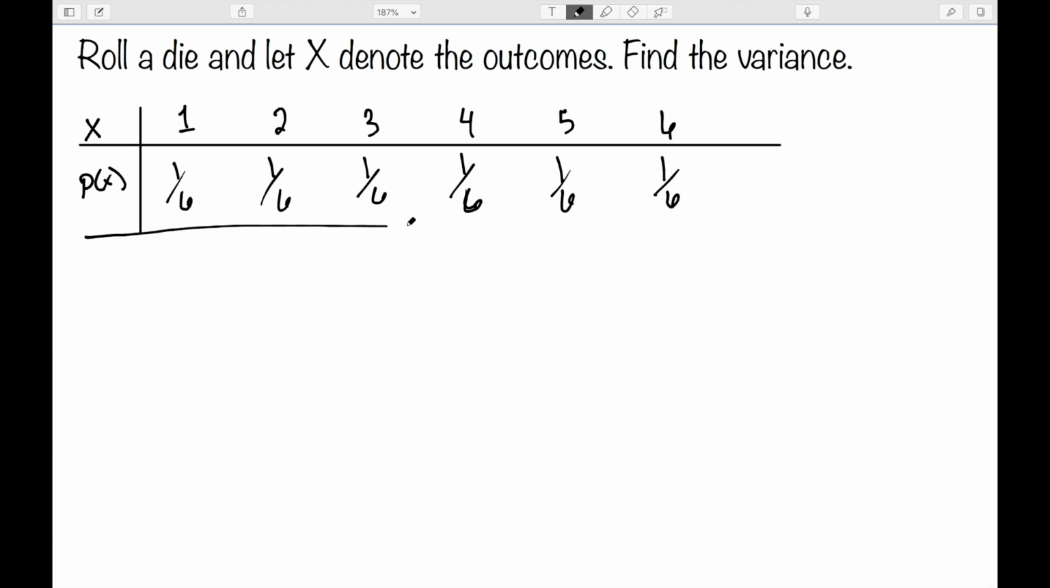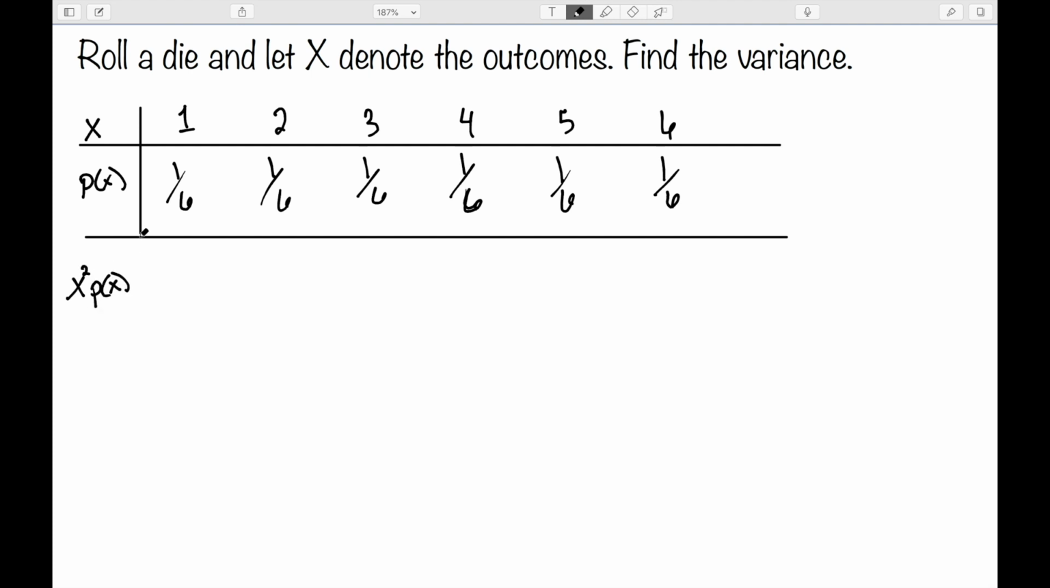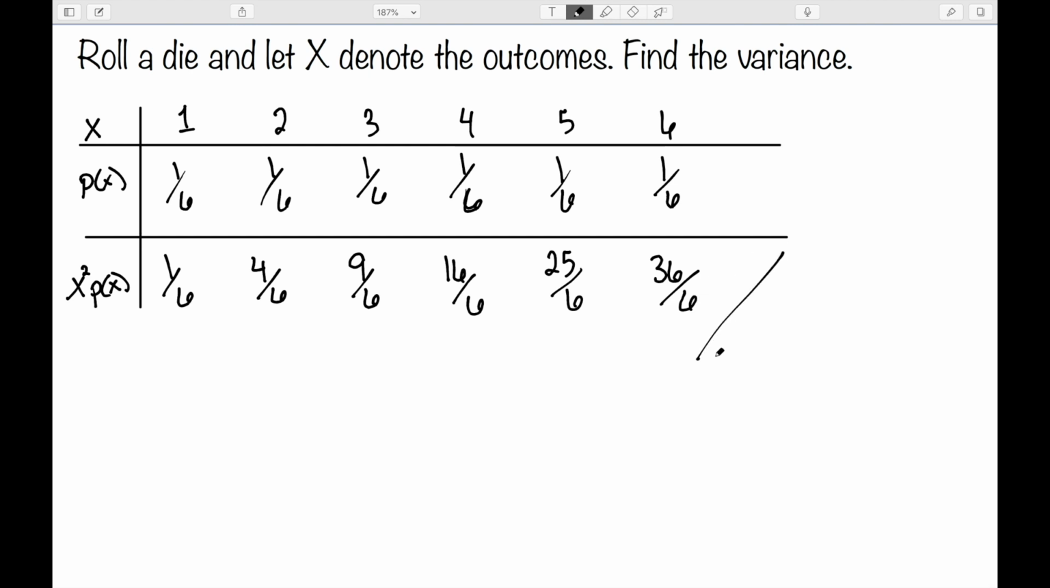In our formula for calculating the variance, we need to look at x squared p of x and sum those up. So let's insert a new column called x squared p of x. 1 squared is 1 times 1 over 6. 2 squared is 4 times 1 over 6, which is 4 over 6. 3 squared is 9 times 1 over 6. We then have 16 over 6, 25 over 6, and 36 over 6. And then we need to add all of these values up. When we do, we get 91 over 6.